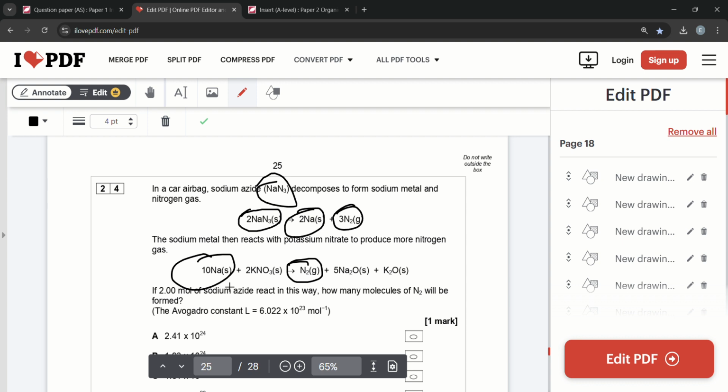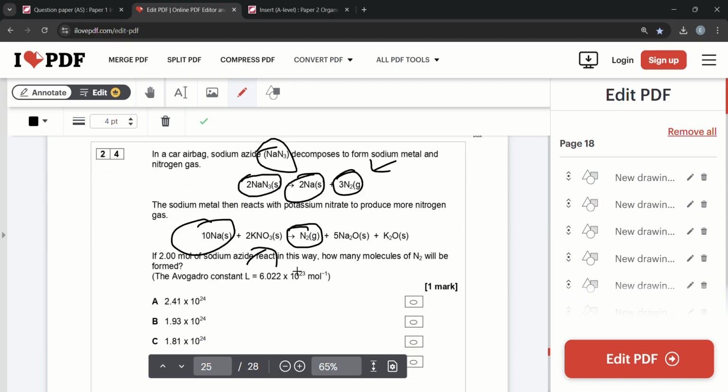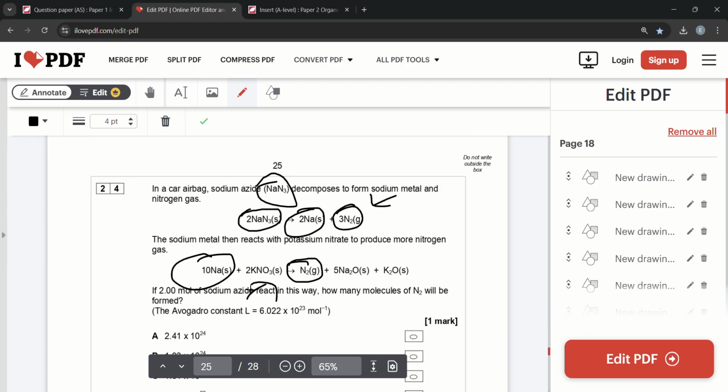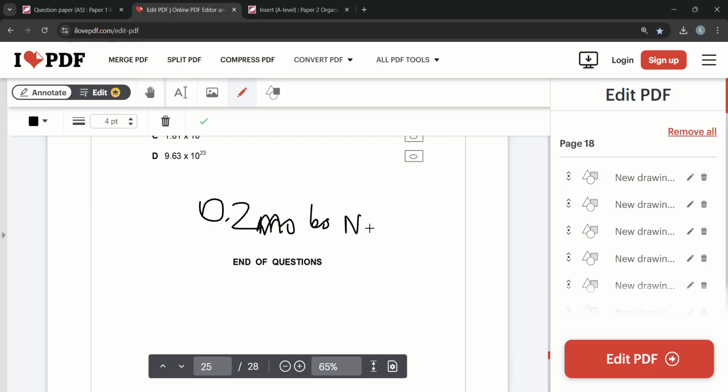So if we want to find the number of molecules of N2 formed, if 2 moles react in this way, how many molecules will be formed? Well, we're going to divide by 5. I'm going to do 1 divided by 5 for the molar ratio. So that will give me 0.2 moles. So 2 Na gives me 0.2 moles of N2.